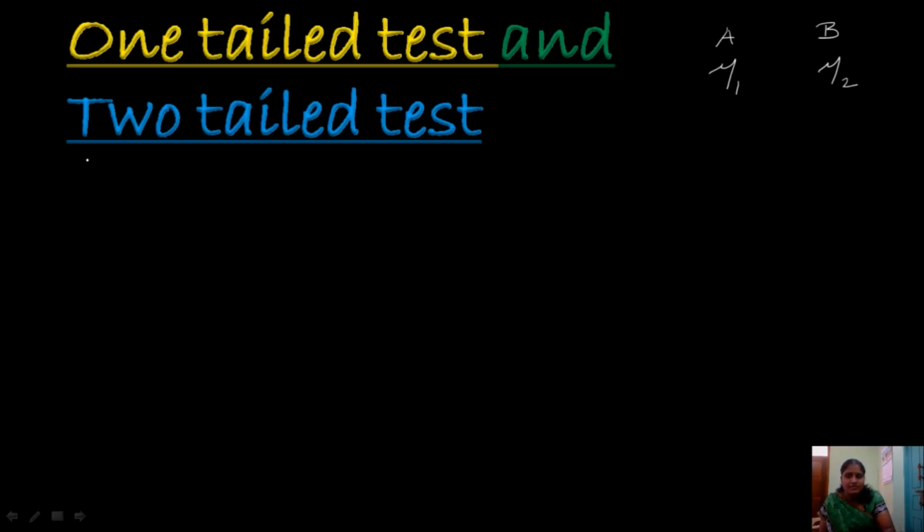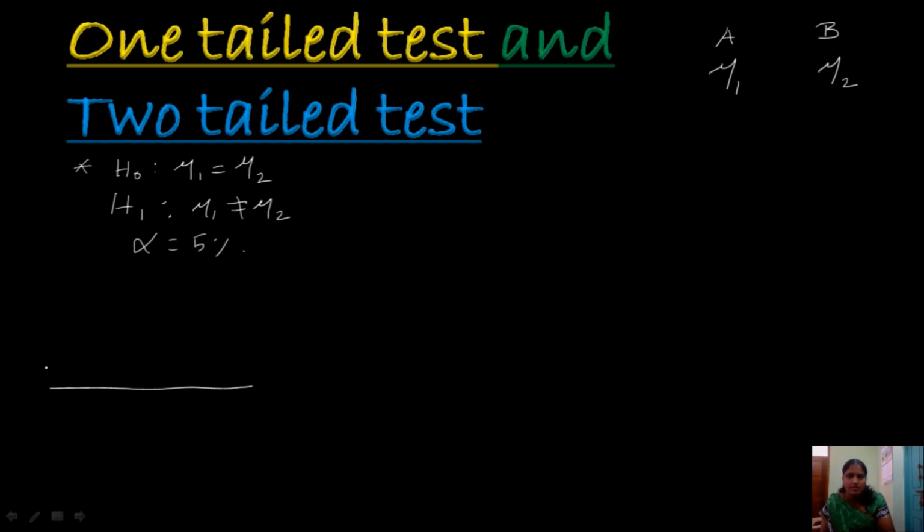Suppose in my first case, we want to test if the car batteries differ significantly. In such a case my alternative hypothesis is mu1 is not equal to mu2. That means if the car batteries of the two companies differ significantly, my alternative hypothesis is mu1 not equal to mu2. Let me take the level of significance alpha as 5%.